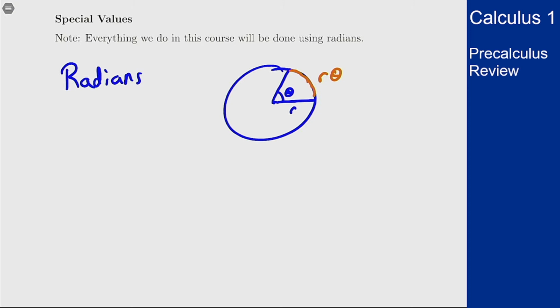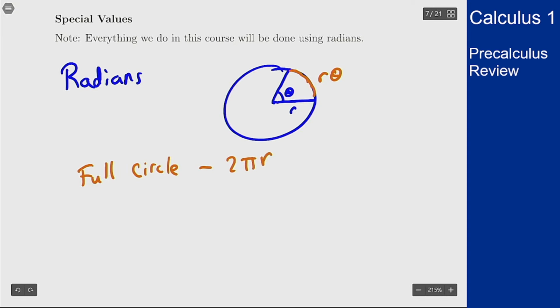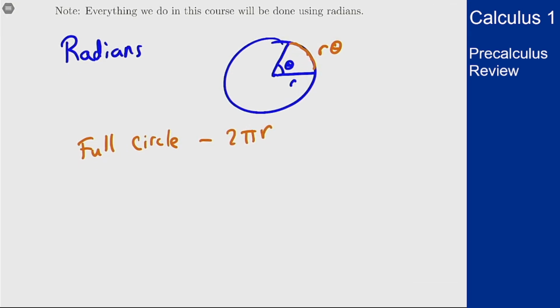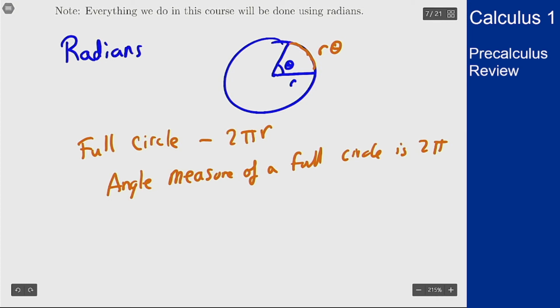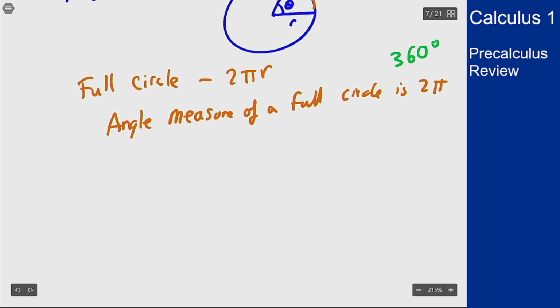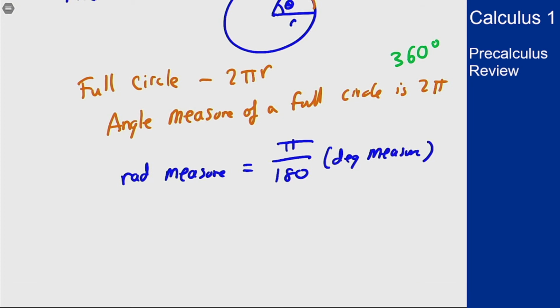So radian measure is defined so that the arc length is r times theta for a circle of radius r with interior angle theta. In particular, this means that for a full circle, the length is going to be 2 pi r, so the angle measure of a full circle is 2 pi. In degrees, this is 360 degrees, so that gives us a way to convert between degrees and radians. In particular, the measure of an angle in radians is pi over 180, or 2 pi over 360, times the degree measure. And you can use 180 over pi to go the other way around.